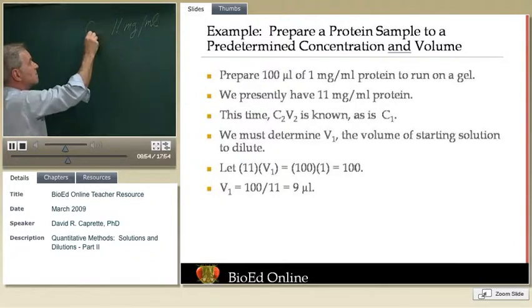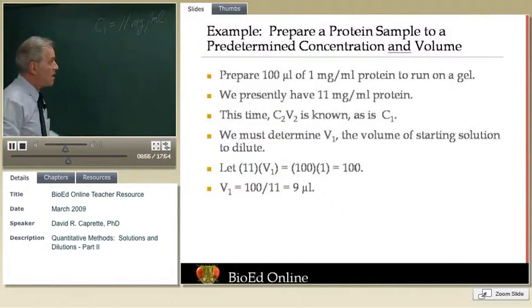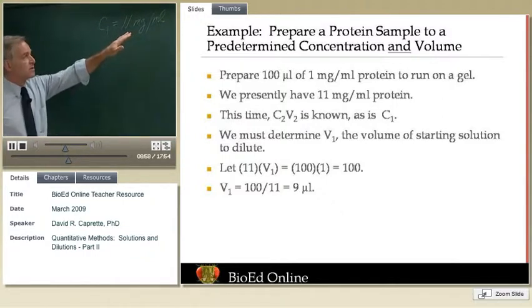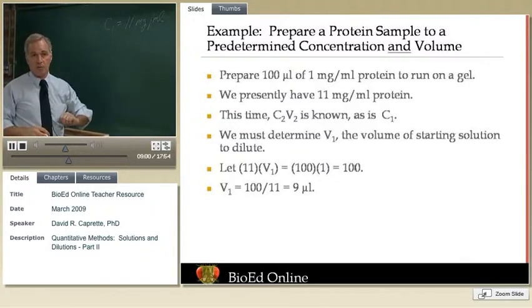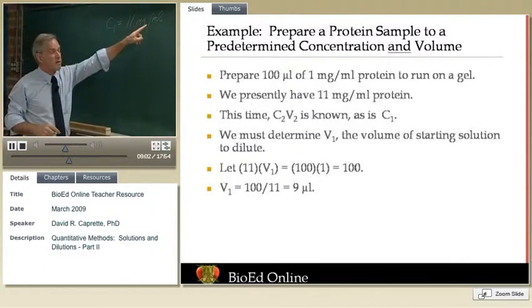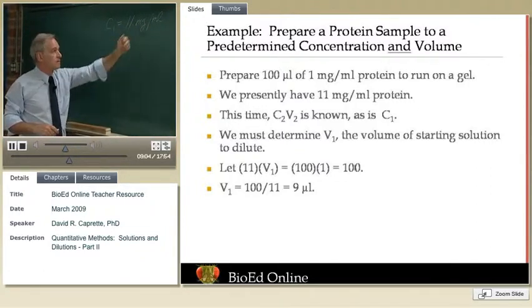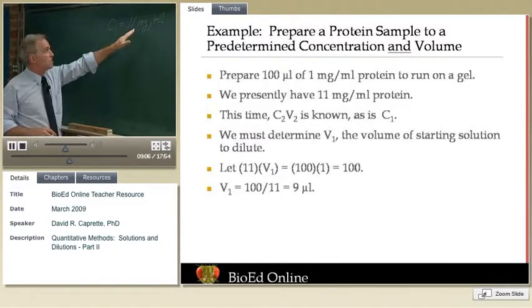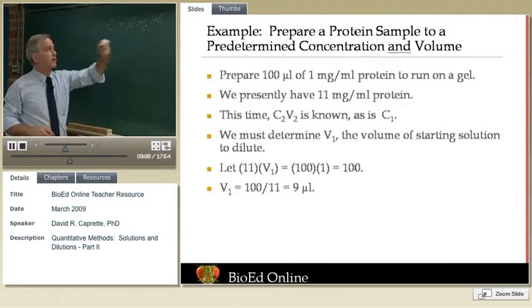Okay, that is C1. 11 milligrams per milliliter is the same as 11 grams per liter, by the way. Milligrams and milliliters are both 1,000th of the corresponding unit. Similarly, we could work with micrograms, microliters, and so on.